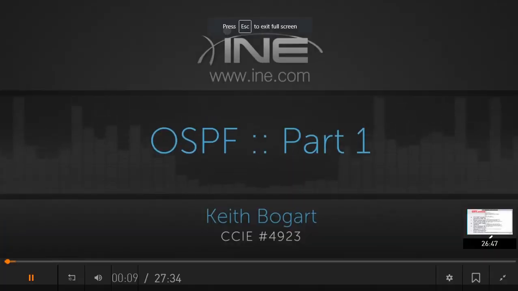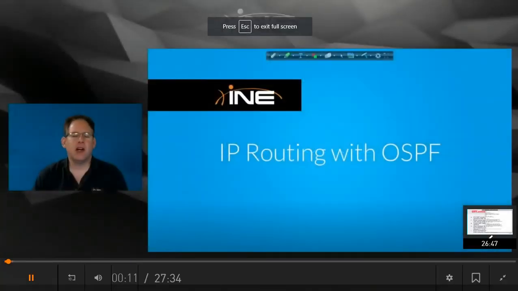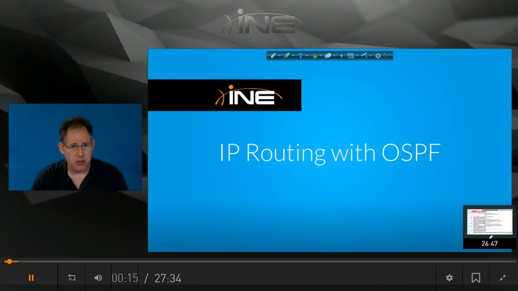Okay, so we're done with EIGRP as our routing protocol at this point, but if you are a true CCNA, you should also be able to work with OSPF. And so that's what we're going to move into next, working with and manipulating the Open Shortest Path First routing protocol and getting some experience with that. So let's take a look at our objectives for this section.